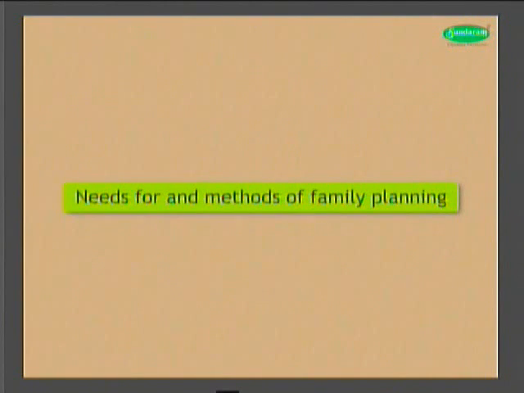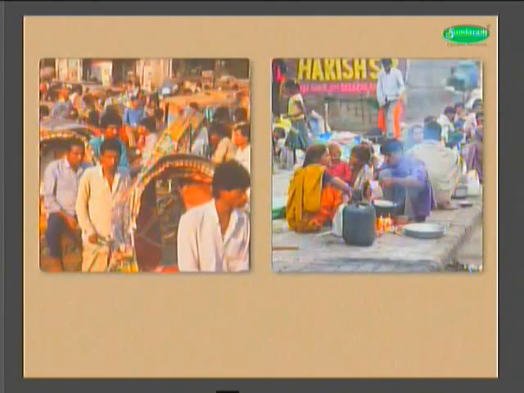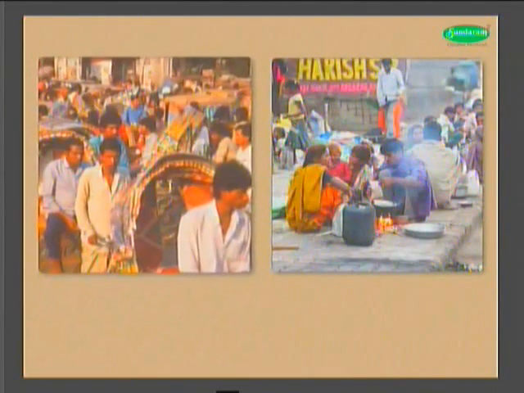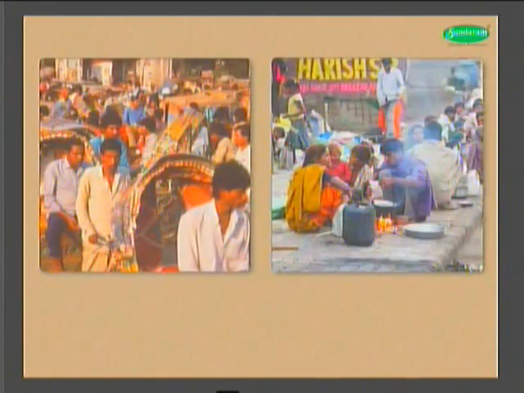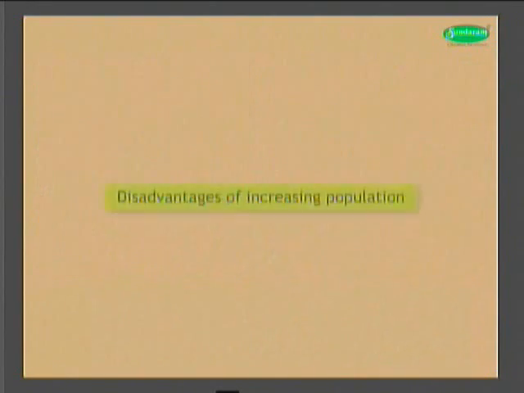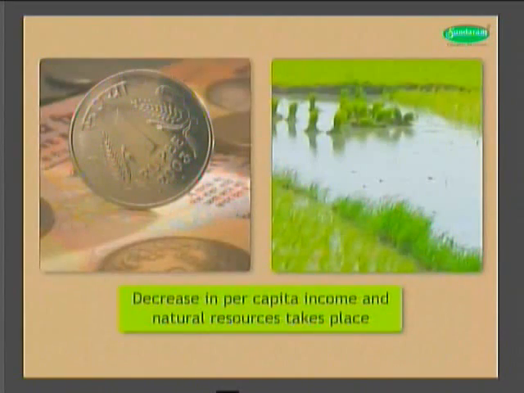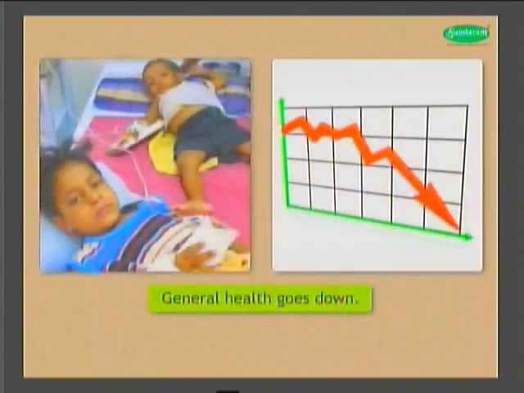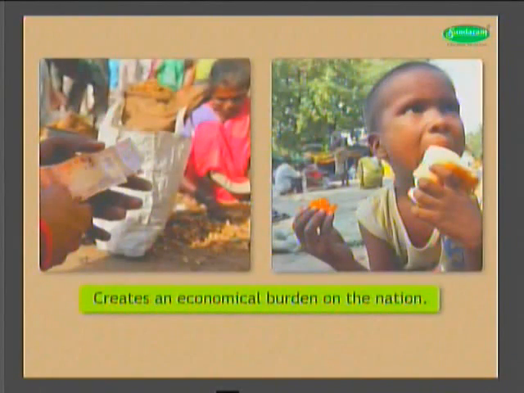Needs for and methods of family planning. There is undoubtedly a strong relation between high national fertility rate and measures of poverty. As the population density increases, decrease in per capita income and natural resources takes place. General health also goes down. It creates an economic burden on the nation.